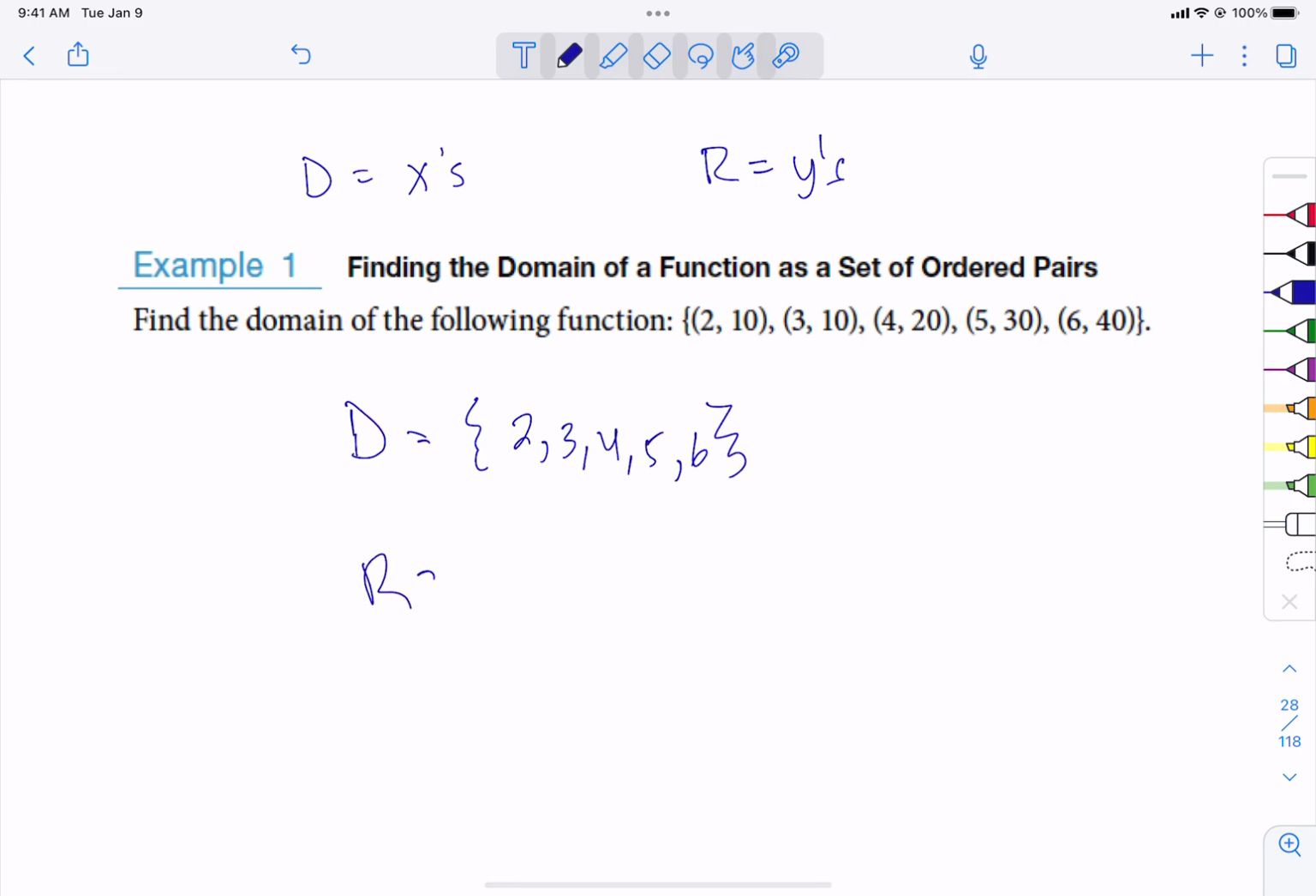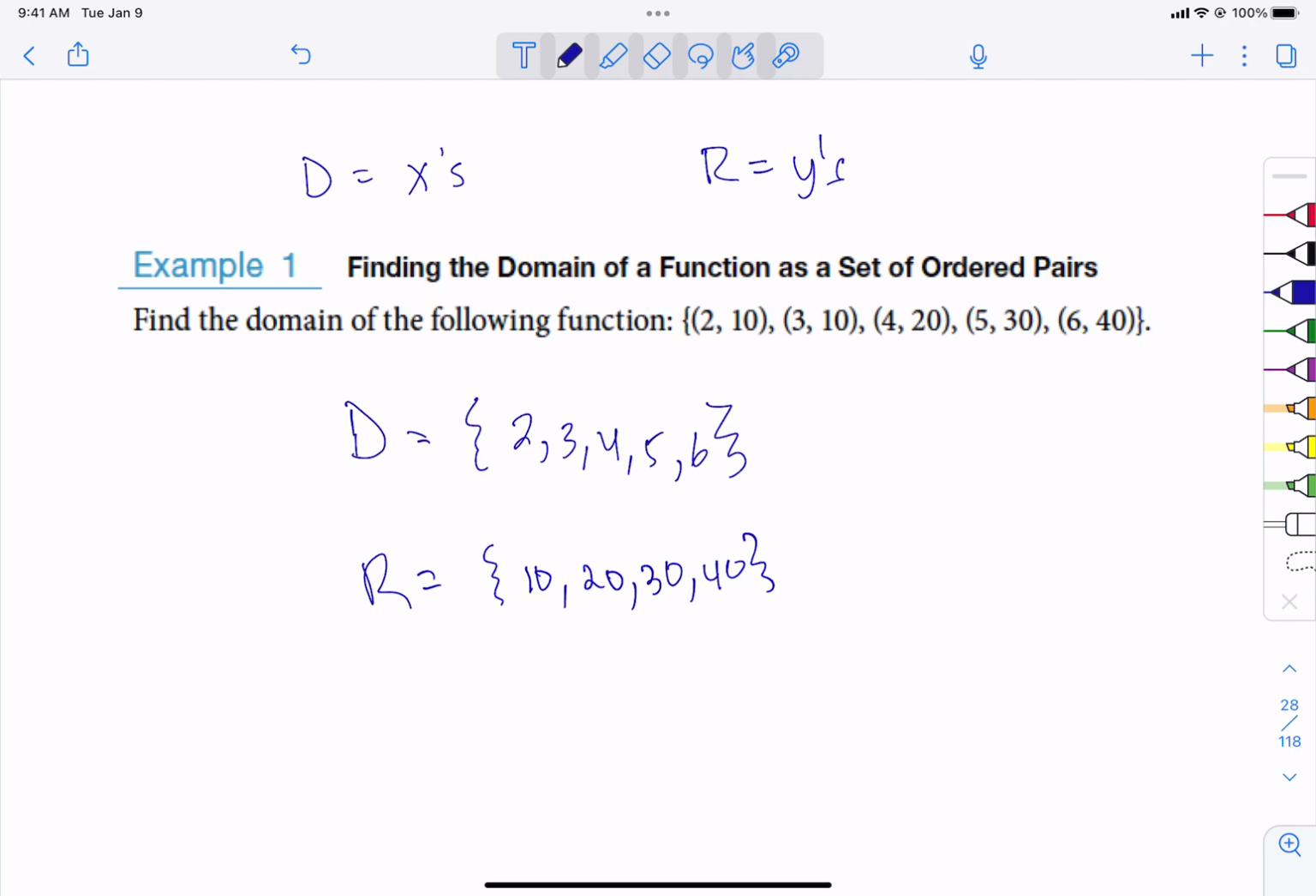The range are the set of y's that I use. If there is a repeat, this is just, hey, this is what I used. It's not telling you how you used it. So if there's a repeat, I don't care. I'm just going to write what set of y's I used. I used a 10, a 20, a 30, and a 40. I'm not concerned about the fact that I used the 10 twice. That is not what it asks. The domain and range are what x's and y's did you use. It's helpful to put them in least to greatest order. It isn't necessary when it's a finite set like this.